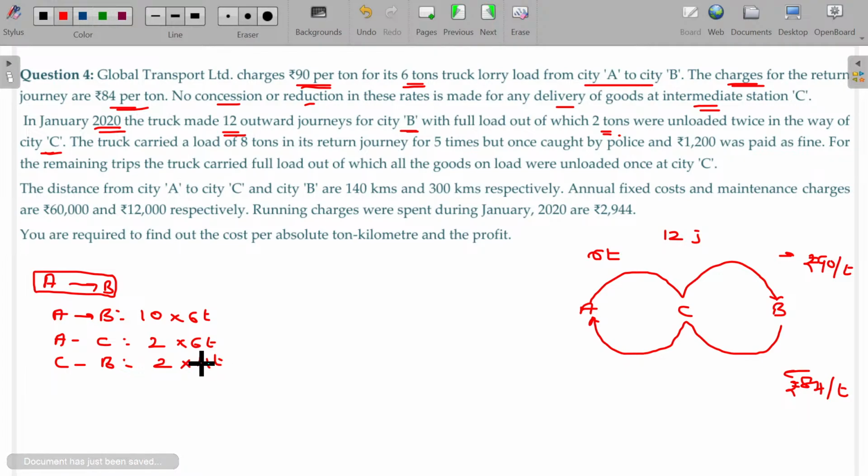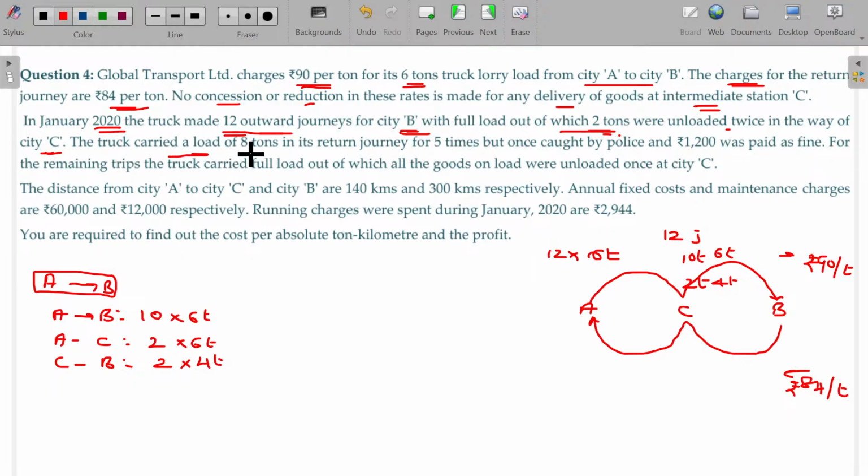Is that okay? 12 outward journeys for city B with full load, out of which 2 tons were unloaded twice on the way at city C. Twice, 4 tons, 2 times. Rest of the times, fully loaded. Here all the 12 times fully loaded. Clear?